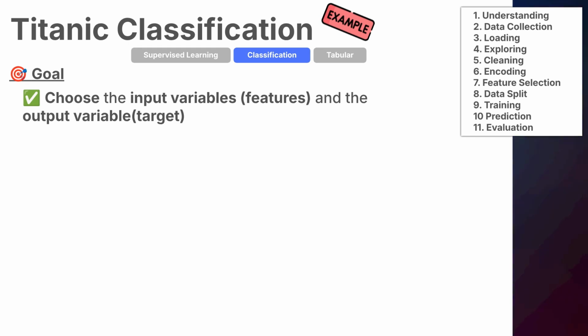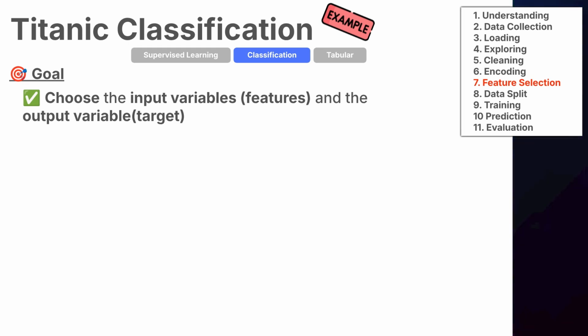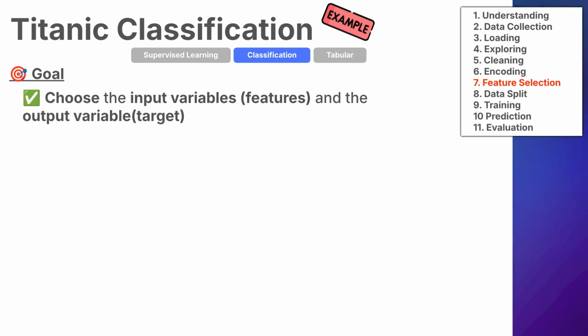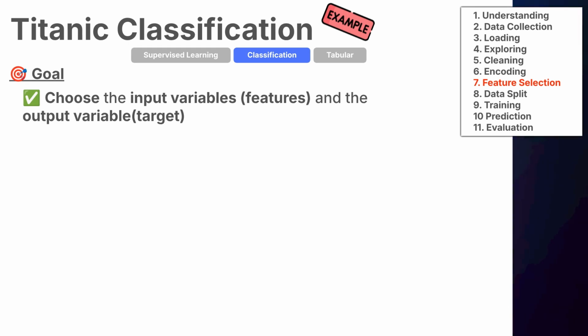7. Feature selection. In this step, you'll separate the dataset into 2 parts. Features, the input values the model will use to learn patterns. And target, the value you want the model to predict. This step matters because your model learns from features to predict the target, so choosing the right features is critical for accuracy.